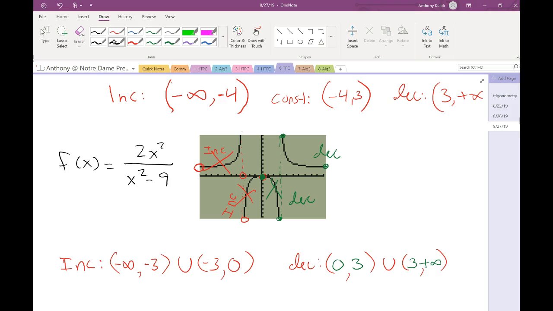Okay. So again, all we have to be able to do is read the graph and identify when it's going uphill and downhill, and be able to translate that information using interval notation to describe when, or where, I should say, it's doing uphills and downhills.